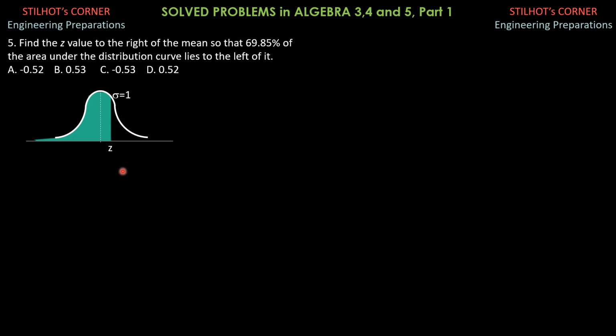And our limit should be from, supposedly, negative infinity to z, but that is also equal to 0.5 because the area of the left half is 0.5, plus the integral from 0 to z of 1 over square root of 2 pi e to the negative 0.5 z square dz.